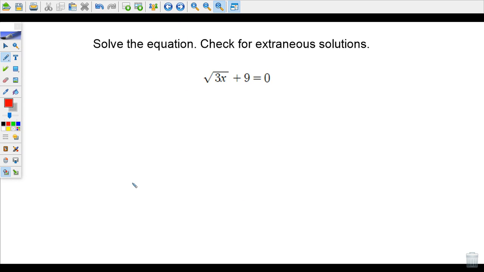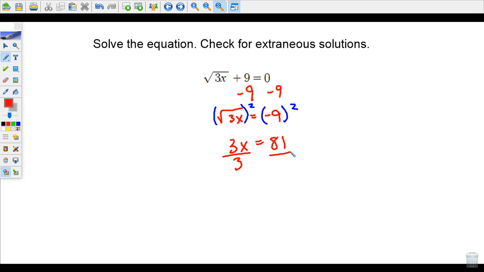Here's another one. Isolate the radical. So 3x is under the radical this time. We're going to isolate it. Subtract 9. So radical 3x equals negative 9. And then here's where we're going to square because the radical is by itself. So square both sides. We're squaring the negative 9. Again, this radical and exponent of 2 undo each other. That just equals 3x, whatever's under the radical. Negative 9 squared, negative 9 times negative 9, is 81.